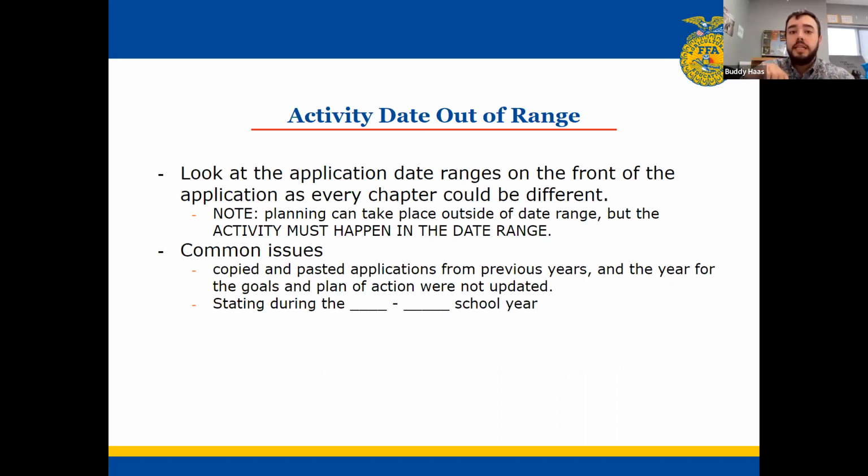For an activity date to be considered out of range, the biggest thing is the activity itself has to happen during that date period, but planning that activity can take place outside of that date range. So you could have a really big activity, say my activity date range was April to March, and I wanted to get this activity done in, let's say, June.